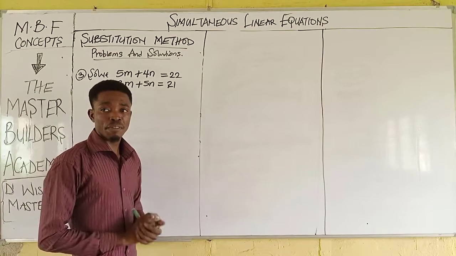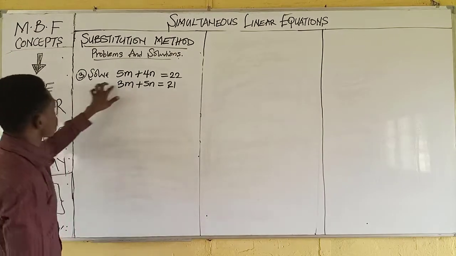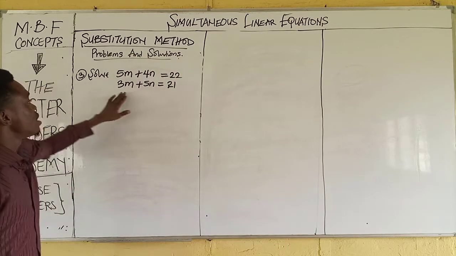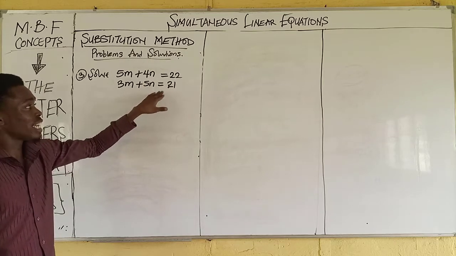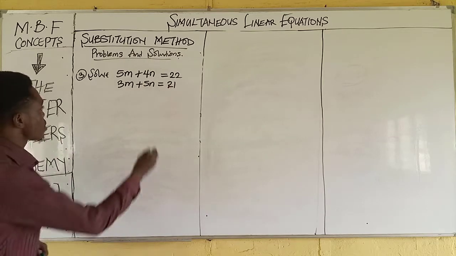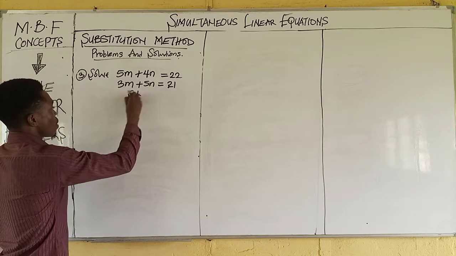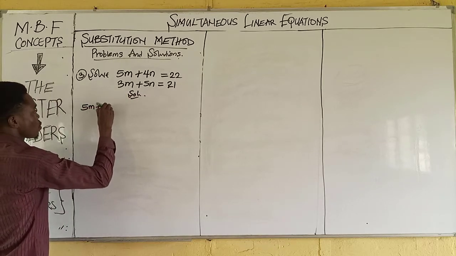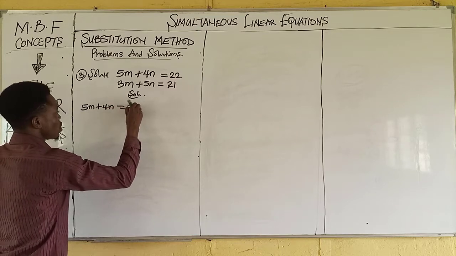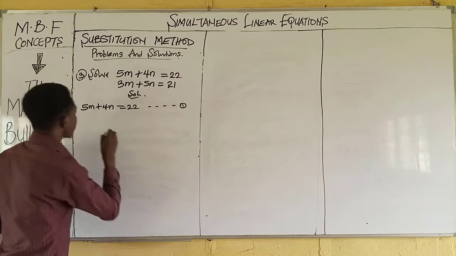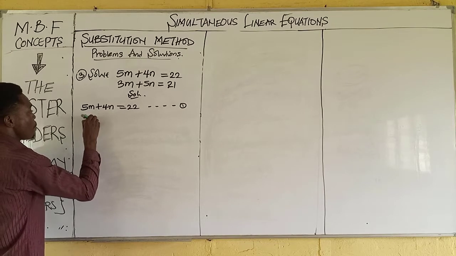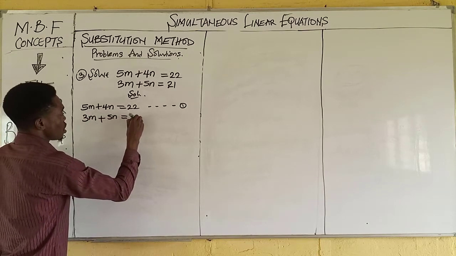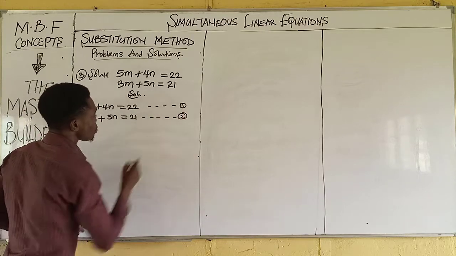So now guys, we have question number 3 on the board. Now we are asked to solve 5m plus 4n equal to 22 and 3m plus 5n equal to 21. This is the solution. Then we are going to put down the equations again. 5m plus 4n is equal to 22, where we will call this equation 1. Then this is 3m plus 5n is equal to 21. Then we'll call this equation 2.